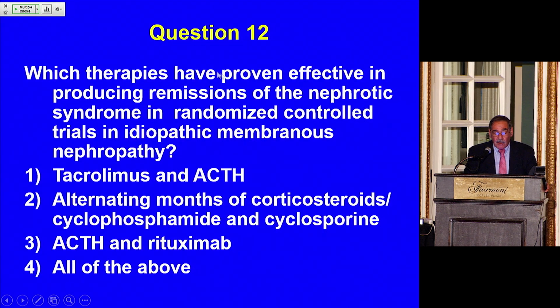Okay, which therapies have proven effective in producing remissions of the nephrotic syndrome in randomized controlled trials in idiopathic membranous? Okay, so let's see, what do we remember now that Larry Beck taught us? Is it TAC? Are there studies on tacrolimus? Are there studies on ACTH? These are two separate things. Are there studies on both of these?